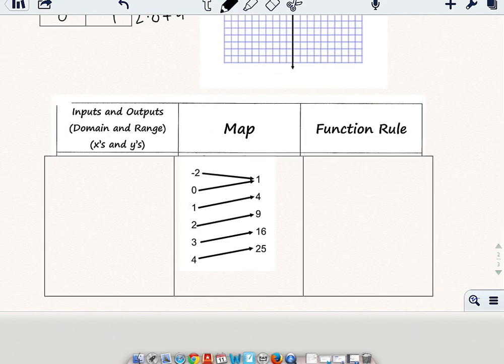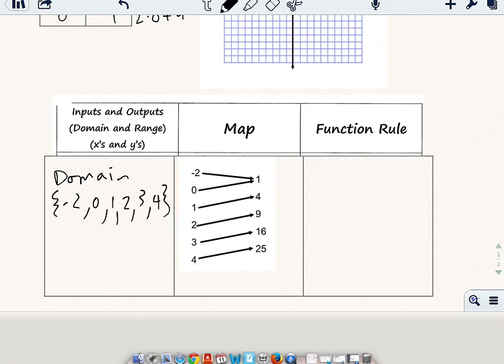Inputs and outputs, domain and range, x's and y's. I have my map, I have my function rule. So I'm going to make my domain here as a list. It goes from -2 to 0 to 1 to 2 to 3 to 4. I'm just listing all of these numbers here. And then the range, I'm going to list all the numbers right here. And so the range is a little bit smaller, 1, 4, 9, 16, 25.